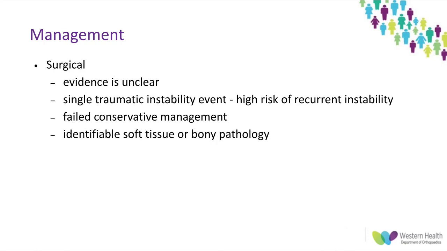The indications for surgery are unclear. There's no clear guidelines. Patients who have a single traumatic instability event are at high risk of recurrence, and these patients might be appropriate to proceed straight to surgical intervention. Otherwise, it's appropriate for patients who have failed conservative management or those who have a very identifiable soft tissue or bony pathology.